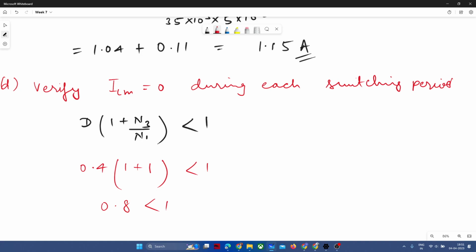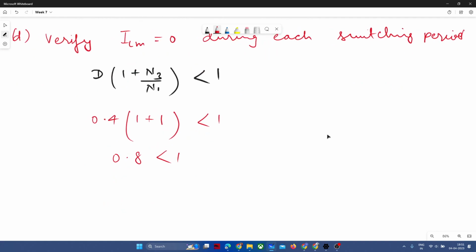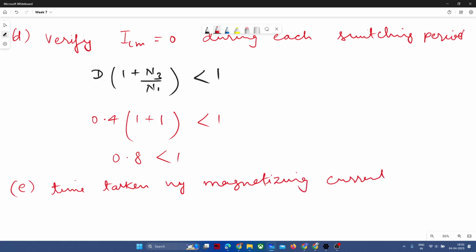And the last part: we have to compute how much time it is taking to come back to zero after the switch is opened. Okay, so let me write it. Time taken by the magnetizing current to return to the zero value.